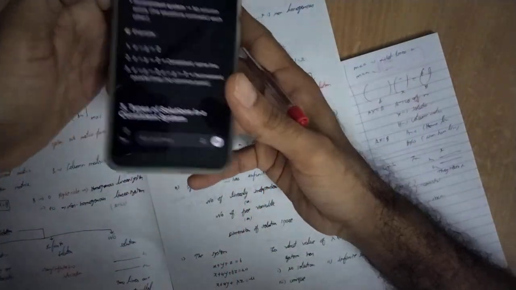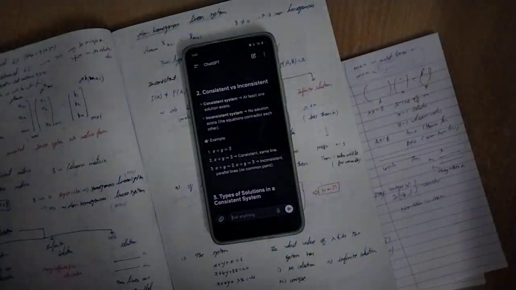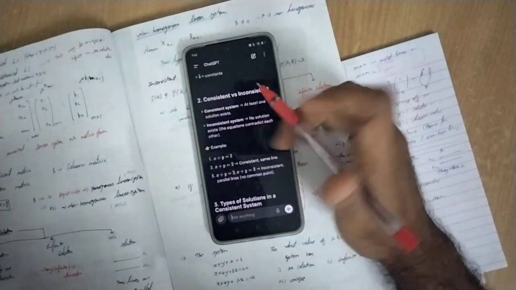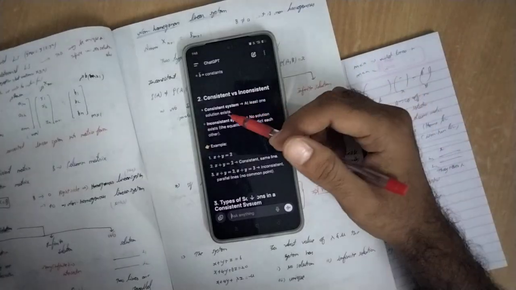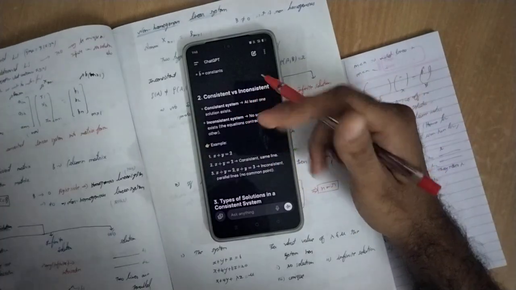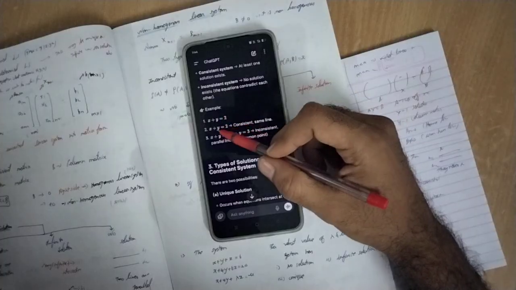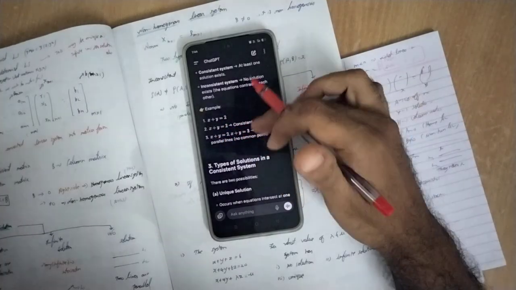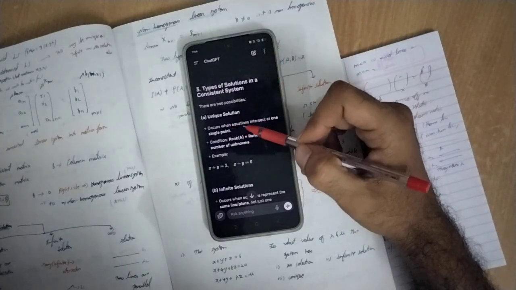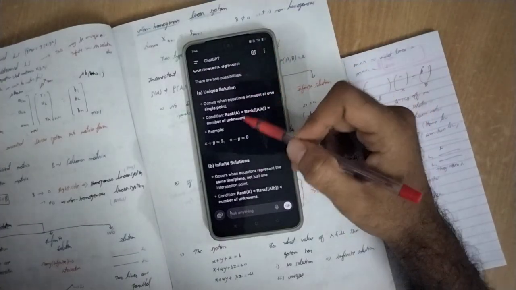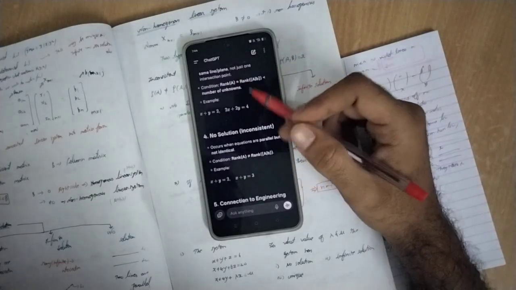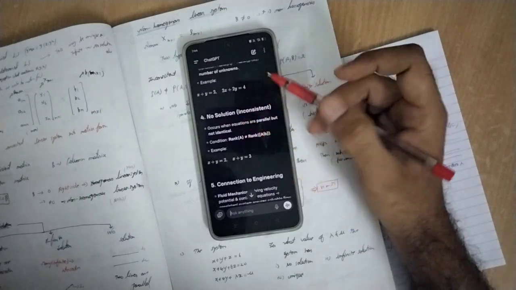Some might have a little bit of doubt about this consistent and inconsistent. Consistent means at least one solution exists. Inconsistent means no solution exists. Only one line is there, but x plus y equal to 3 gives both lines, which is inconsistent. Unique solution means the equations intersect at one point. Infinite solution means rank of A equals rank of A b, which is less than the number of unknowns. No solution means the lines will be parallel.